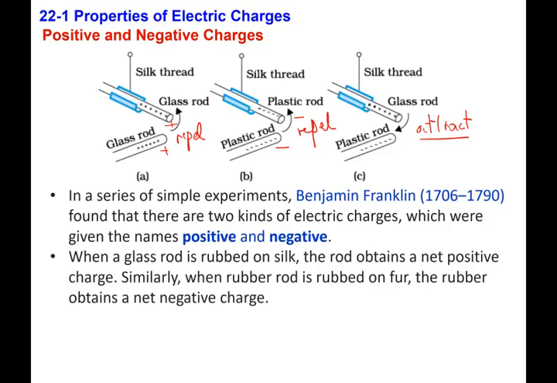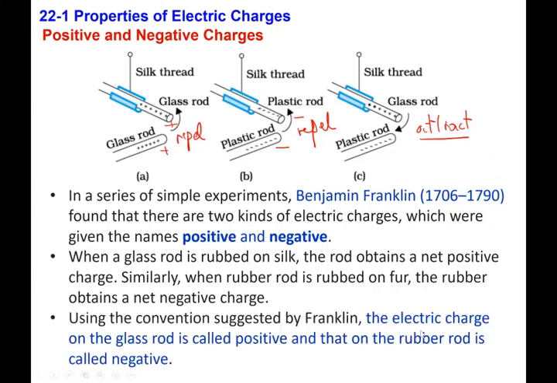And so he used a convention. He said, okay, the electric charge that is on the glass, he called it positive charge, and the charge on the rubber or the plastic rod, he called it negative. Since then, we stick with this convention that Benjamin Franklin came up with, that the charges that accumulate on a glass rod are positive, and the charges that accumulate on a plastic rod are negative.